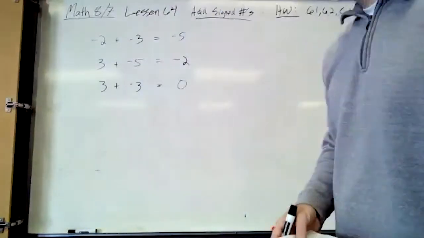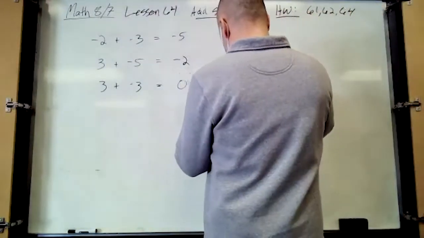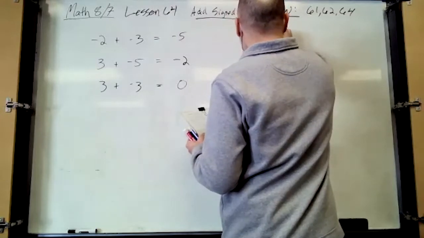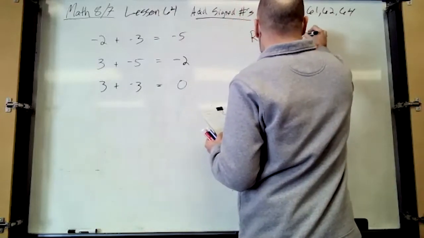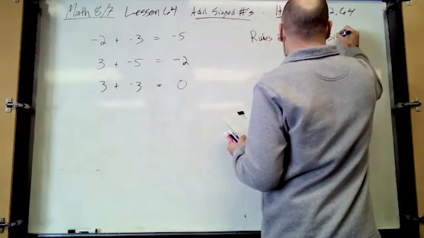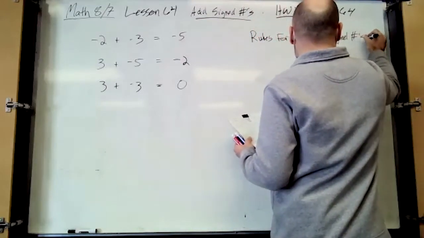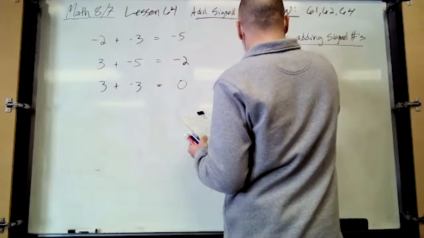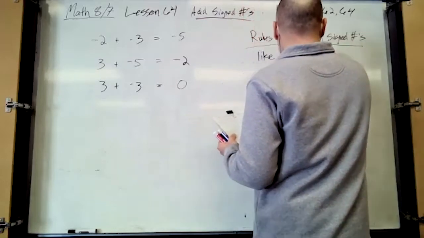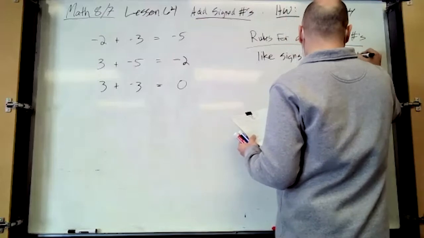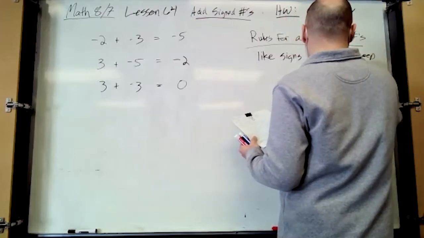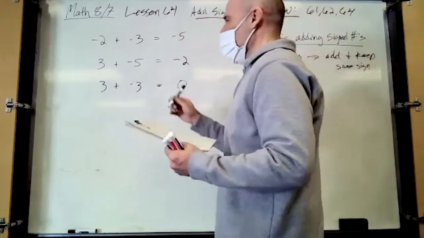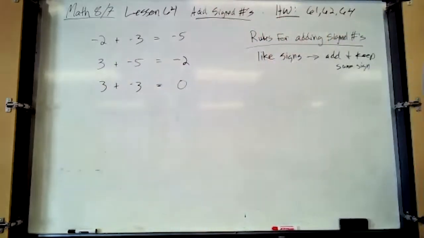So what's the rule? You can write these down if you forget, but these are the rules for adding signed numbers. When you add numbers with like signs, they have the same signs, you add, and keep the same sign. So -2 and -3, you add them together, -5. Really you're adding the absolute value, right? 2 and 3 is 5, keep the same sign.